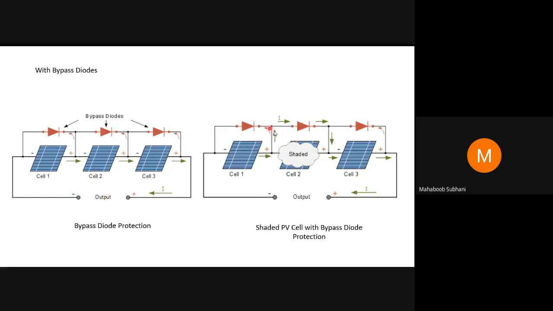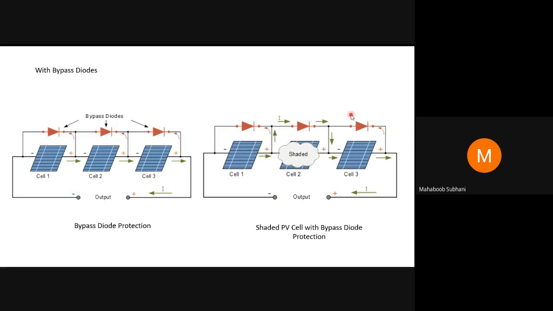But somehow there are losses, like some current goes into this diode. Here also it is trying to go back into the diode, but the IV characteristics which we have plotted did not include the losses. Okay, so it is only without losses. Now this is how we try to bypass the current in the solar panel.